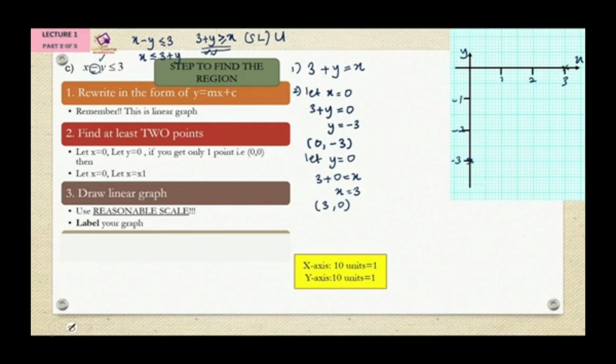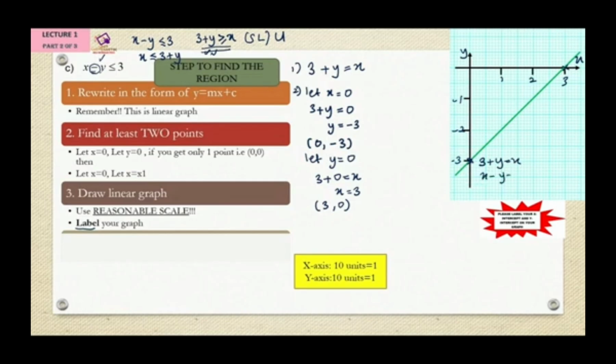Then remember your line is a solid line. So draw your solid line. This is your solid line. Don't forget to label your graph. So your graph is 3 plus y equals x. You can also write it as x minus y equals 3.